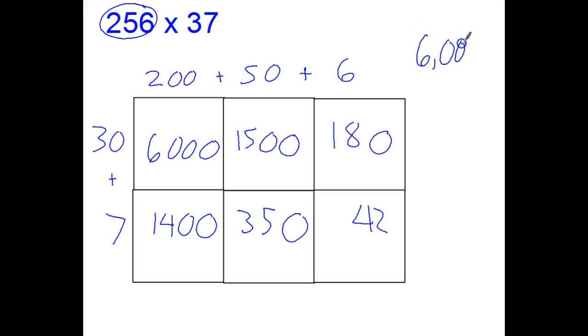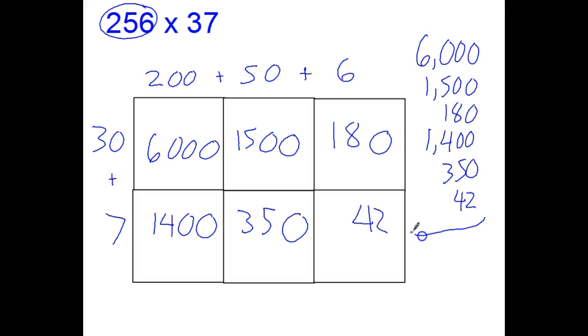6,000, 1,500, 180, 1,400, 350, and 42. Again, notice I didn't just put them all in order from biggest to smallest because I think it's hard. Otherwise I'm going to this one, and then to that one, and then back to this one, and then up here, and then down there. I would rather just go down this row, and then down this row. Or go vertically if you want.